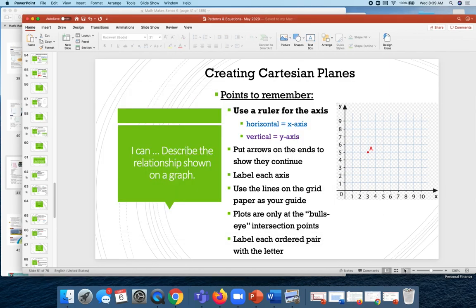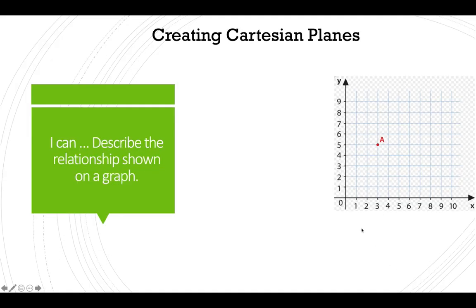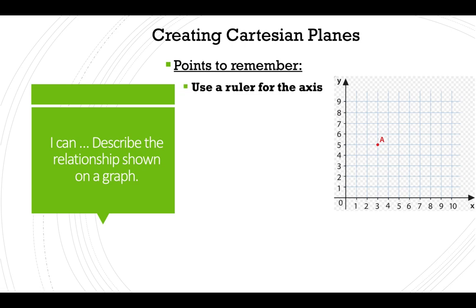Okay, so title of today's lesson is creating Cartesian planes. Okay, you do need to have a ruler, and I'm going to show you how to draw this. Okay, so points to remember: use a ruler for the axes. That's very important to do. You could even use a black pen if you wanted to for drawing the lines. Actually, that is a really good tip. You should do that. Use a black pen or a pen to draw the lines.